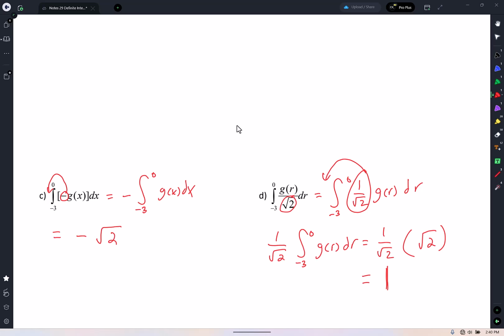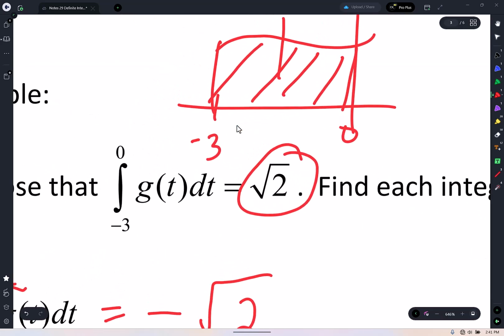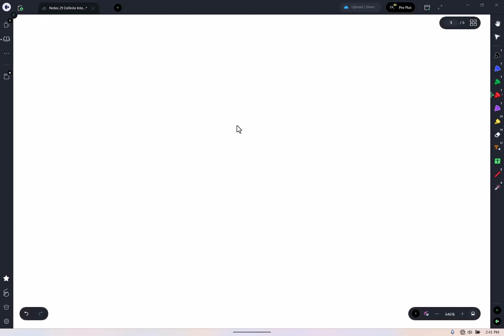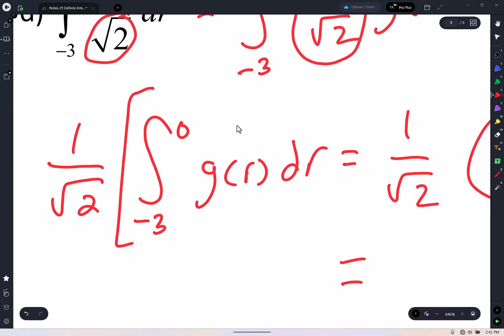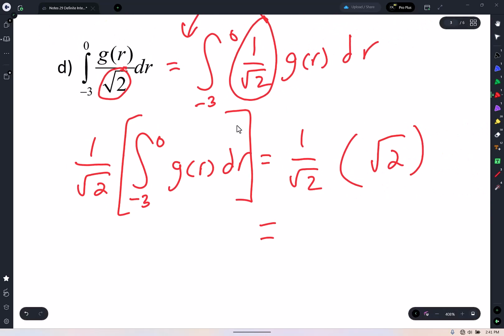What's up, Kanduru? Why you no like? Well, that's what the area under the curve from negative 3 to 0 is. Look, it tells me right here. This is given. Well, because this says right here, 1 over square root of 2 times that in brackets. And that in brackets is the square root of 2.